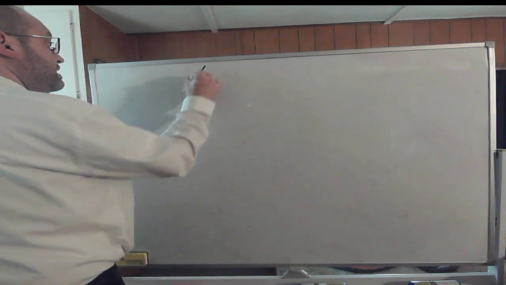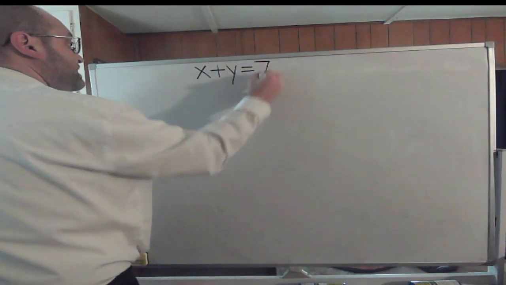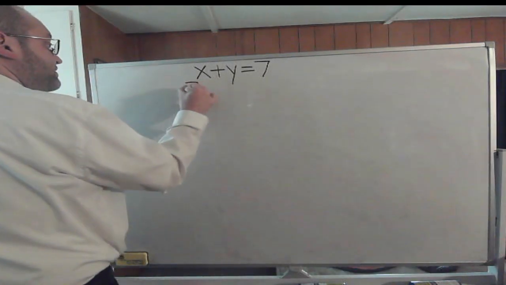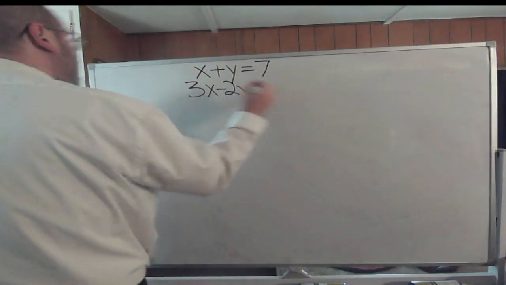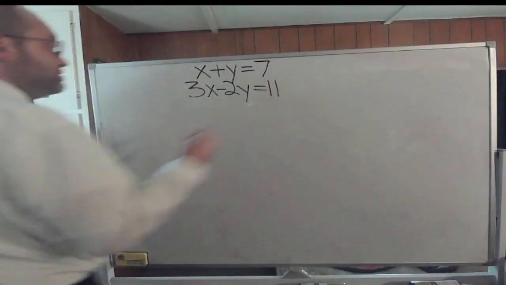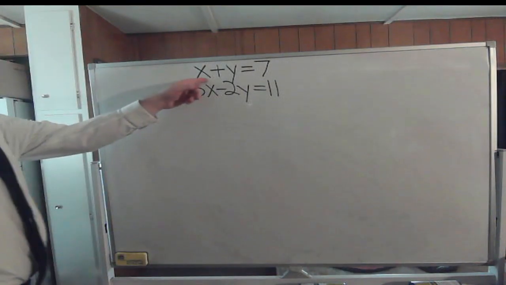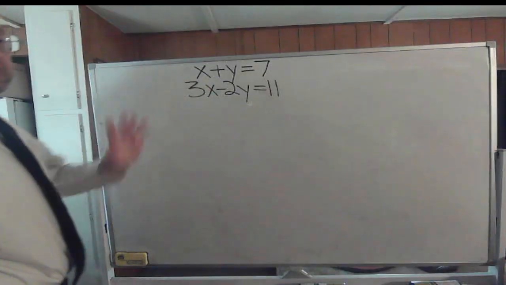Alright, let's see. We have x plus y equals 7. Then we have 3x minus 2y is equal to 11. So we have another system of equations here. We have x plus y equals 7, and then 3x minus 2y equals 11.